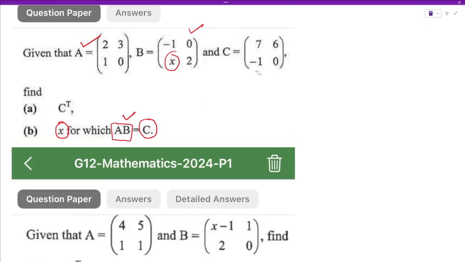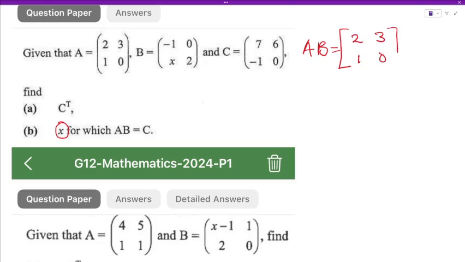So what are you going to do? You do the multiplication, okay? And also plug in the correct answer. So what we are going to do is we are going to list AB. So A, B, let's multiply them. Okay, so A is what? 2, 3, 1, 0 multiplied by B. B is that one, negative 1, X in brackets also, and we have 0, 2.